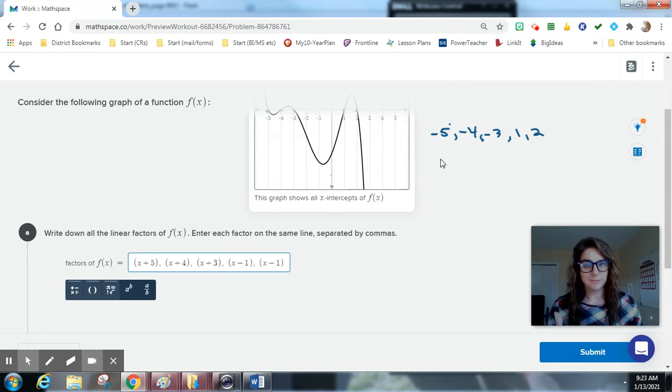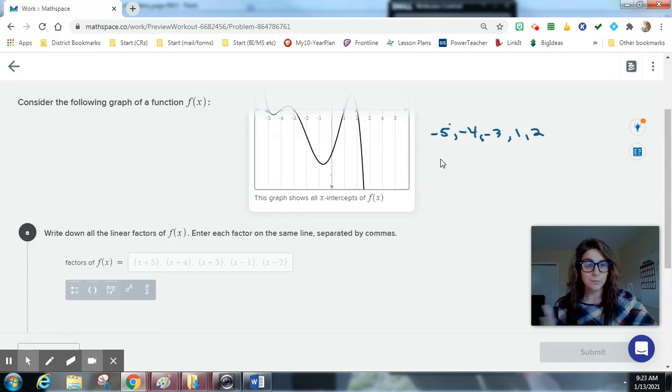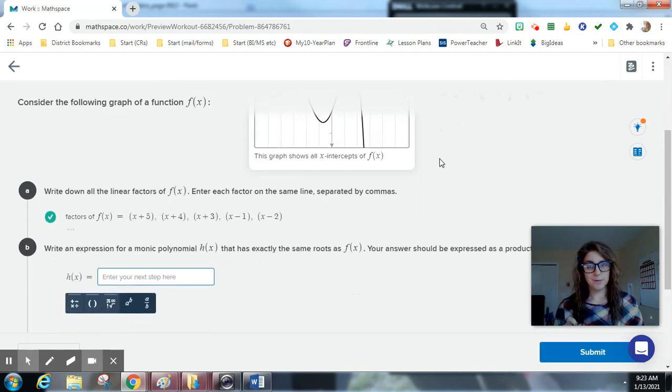Again, not a hard problem. Oops, I think just the wording of it might have been our issue. Okay, the next part says, write an expression for a monic polynomial that has exactly the same roots as above. So basically just write all of those now next to each other, no commas.